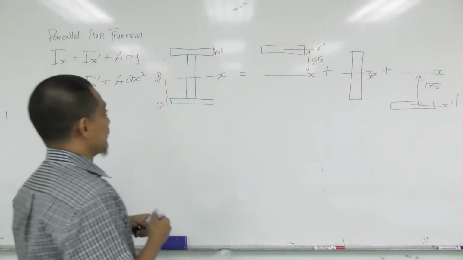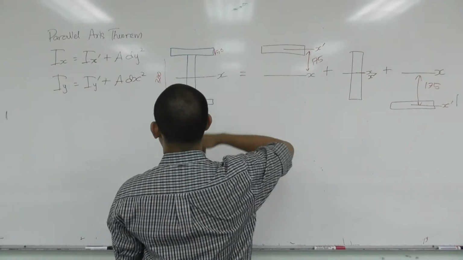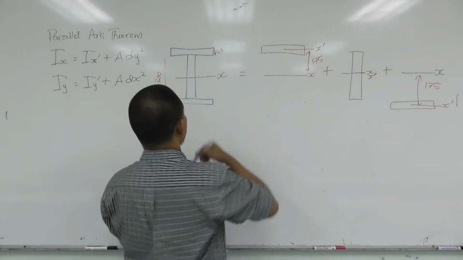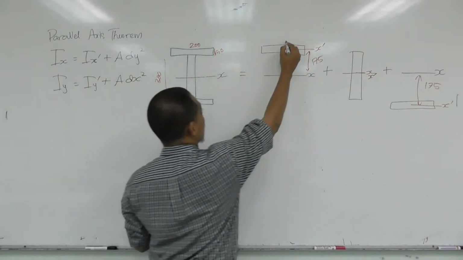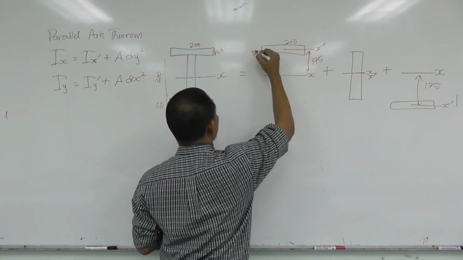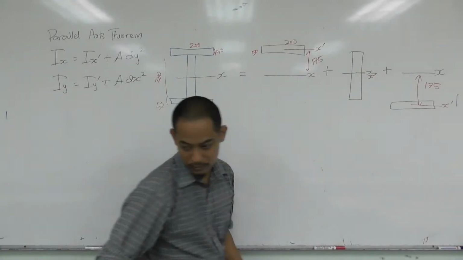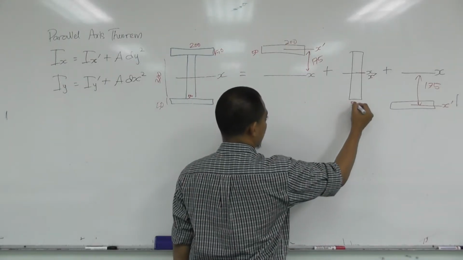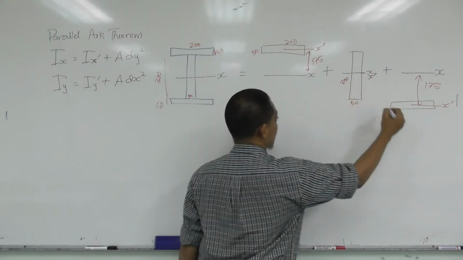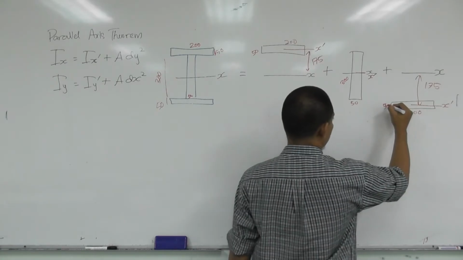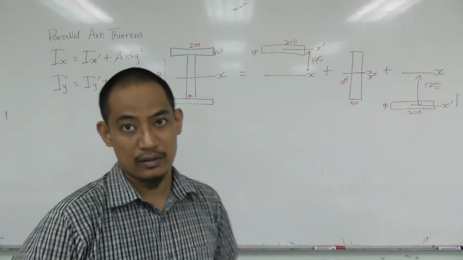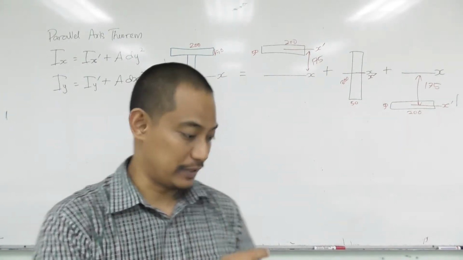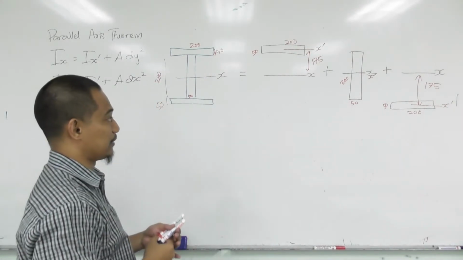What about A? A is simply, in this case, okay, what's the width? This is 200, right? This is 200. So this is 200 times 50. This one the width is 50, right? This is 50. So this is 50 times 300. This is 200 times 50. Now, if you have done all of that, all of the information is already there, right? So basically you are ready for calculation.